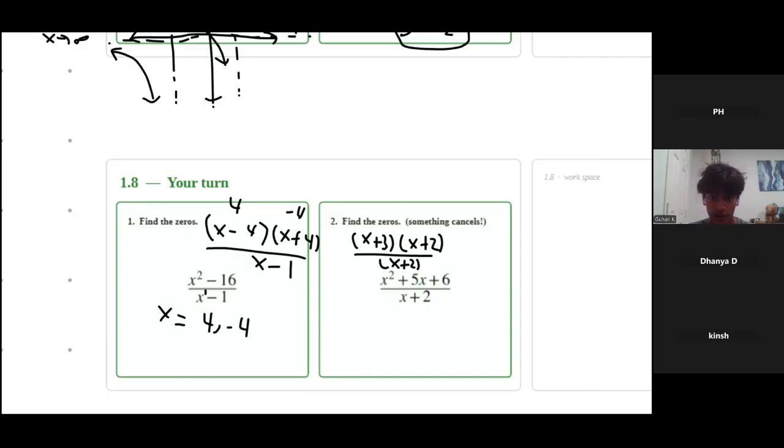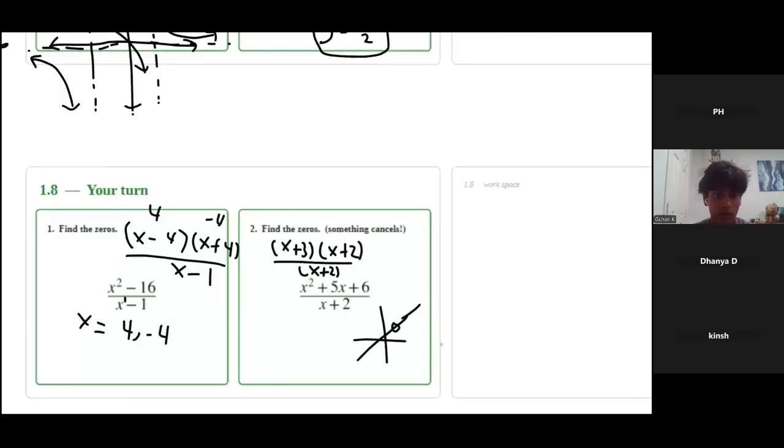I'm not going to draw the actual graph, but I'm just going to show you what a hole is. Let's say the hole was at 2 instead of -2. That's going to be a hole. It's going to be a circle in your graph, and normally you'd draw around it. So yeah, it's like that.